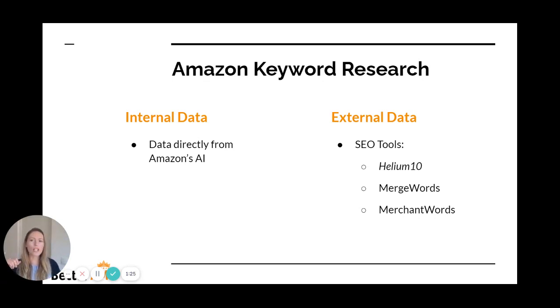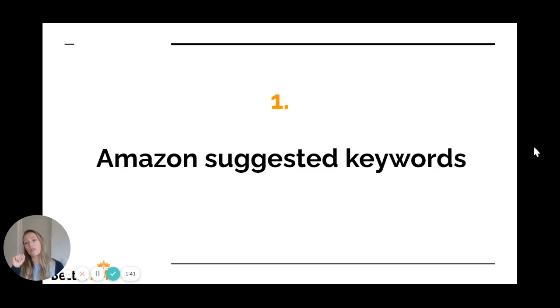And for external data, there's a lot of SEO tools that you can use to find keyword research for Amazon. Now, I particularly recommend Helium 10, and we have a separate video entirely on how to use that platform. It's made by our teammate here, Gabriel. So I'll get stuck right in.